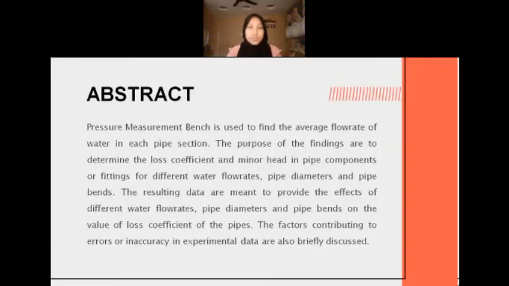So the abstract for this experiment is pressure measurement bench, which is the apparatus we used to find the average flow rate of water in each pipe section. The purpose of the findings are to determine the loss coefficient and minor head in pipe components or fittings for different water flow rates, pipe diameters and pipe bends. The resulting data are meant to provide the effects of different water flow rates, pipe diameters and pipe bends on the value of loss coefficient of the pipes. The factors contributing to errors or inaccuracy in experimental data are also briefly discussed.